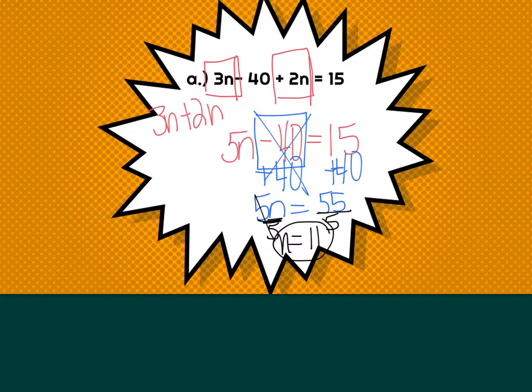You could always plug this back in and see if it works. We have 11 times 3 would be 33, then we have minus 40, then we have plus 2 times 11 would be 22. When you add 33 and 22 together, you will get 55, and 55 minus 40 is 15, which was our answer. That's a way to check it.